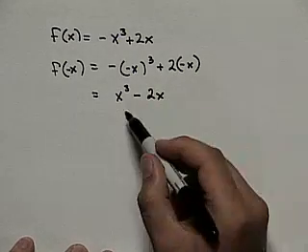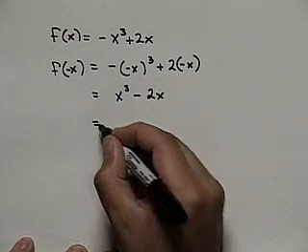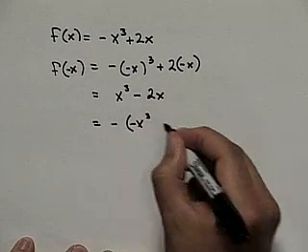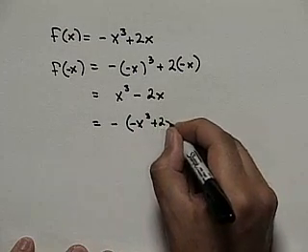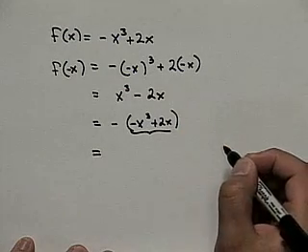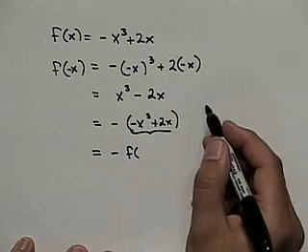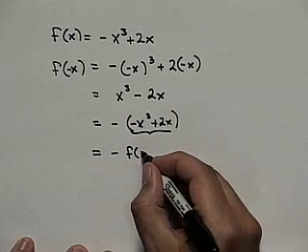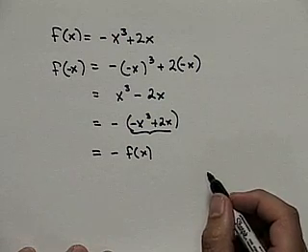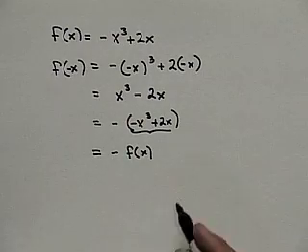So now this function doesn't look exactly like the function we started with. However, we can go ahead and factor out a negative from this. And when we do that, we have negative x cubed plus 2x. And then we realize that what's in parentheses here is actually the original function we started with. So this is equal to negative f of x. So that satisfies the criteria for symmetry with respect to the origin because f of negative x is equal to negative f of x.